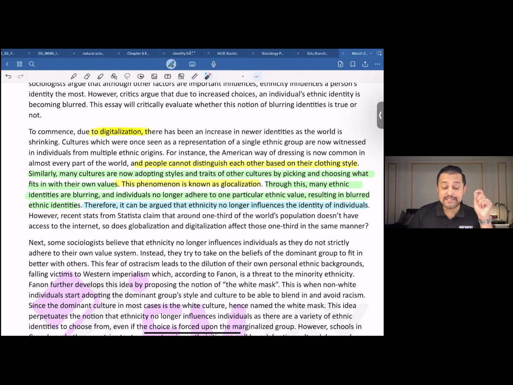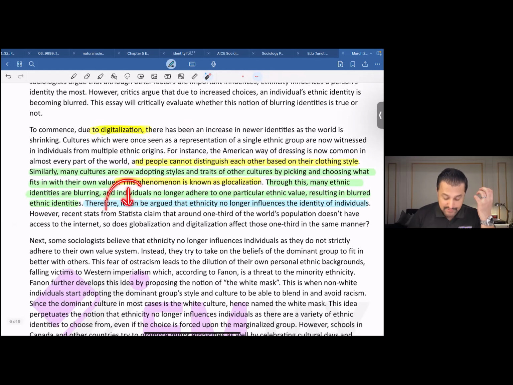However, recent stats from Statista, it's an amazing website. You type Statista and you'd come across statistics from the whole world, your country too. Recent stats from Statista claim that around 1/3 of the world's population doesn't have access to the internet, right? I'd want you to see, if you're writing this is from Statista, I'm sure learning the name Statista is not difficult. You've written around 1/3. No one's asking you about the exact count. So act smart, play smart.